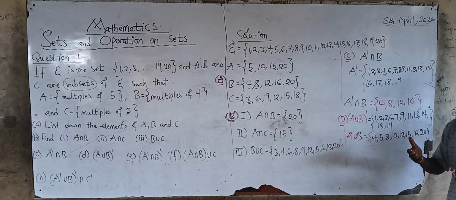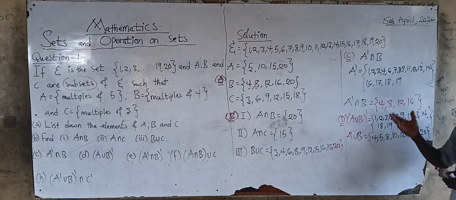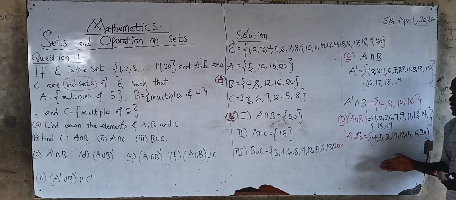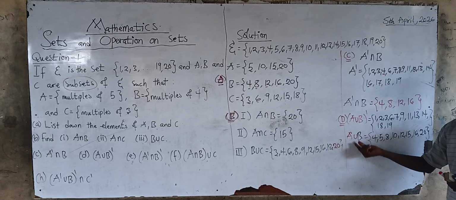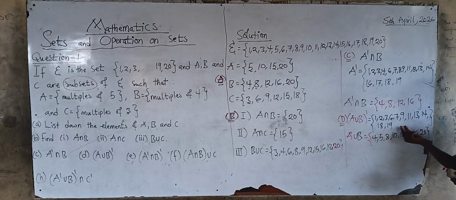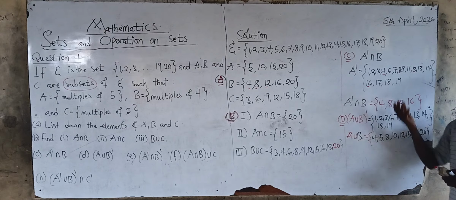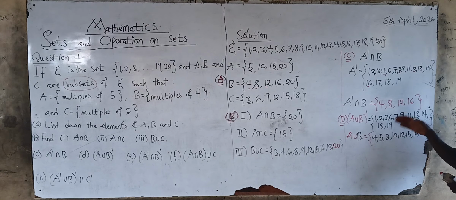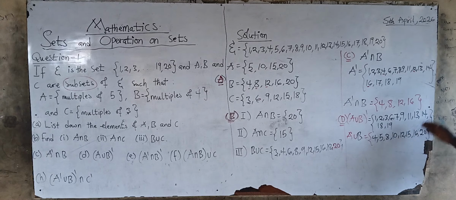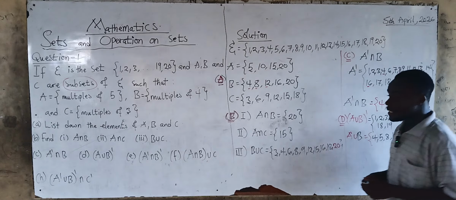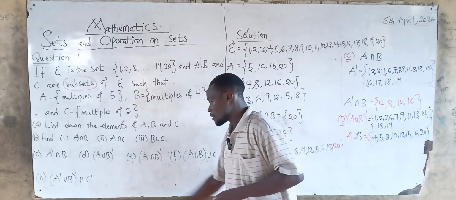Have it in mind that anytime you are tasked to find A union B complement, you need to find A union B first before you find the complement, just like what we have done here. So I will repeat the set of elements for A union B complement. It includes 1, 2, 3, 6, 7, 9, 11, 13, 14, 18, and then 19. It means we are done finding A union B complement.